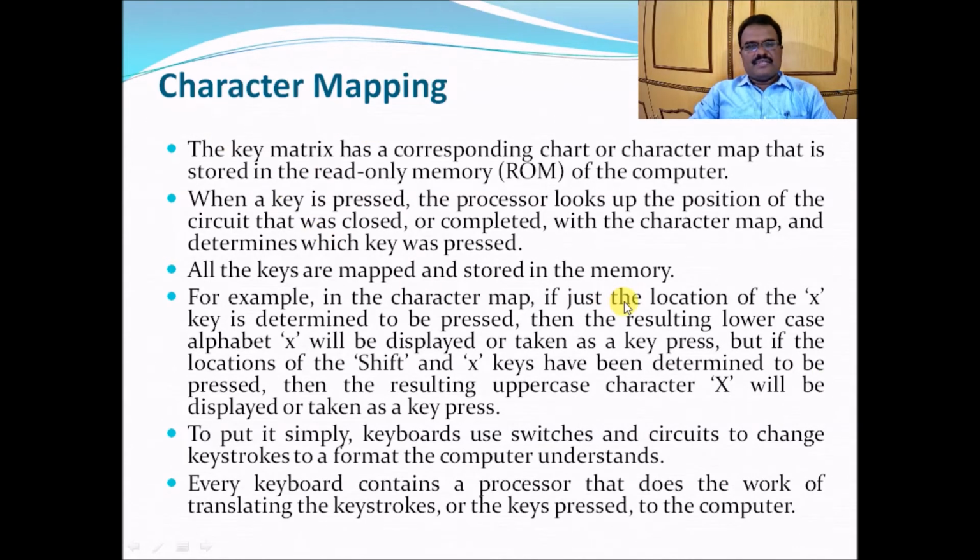Character mapping. The key matrix is a corresponding chart or character map that is stored in the read-only memory of the computer. When a key is pressed, the processor looks up the position of the circuit that was closed or completed in the character map and determines which key was pressed. All the keys are mapped and stored in the memory.